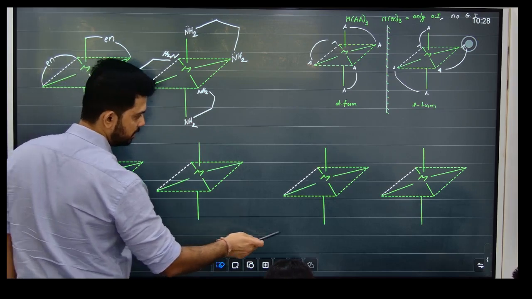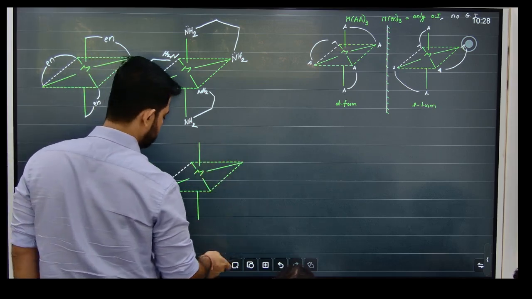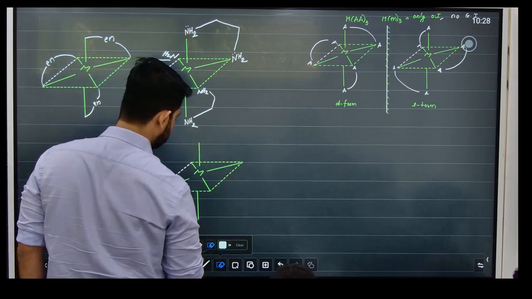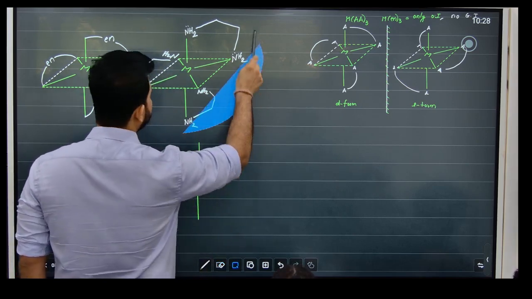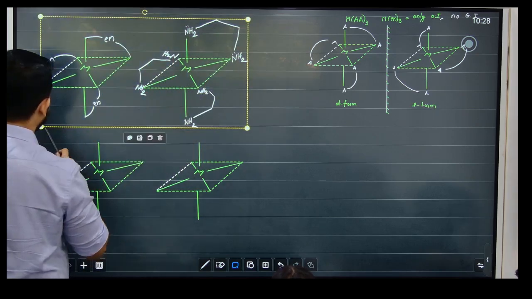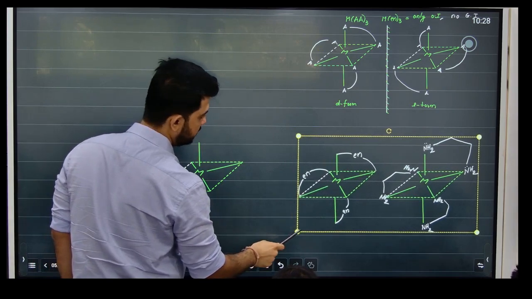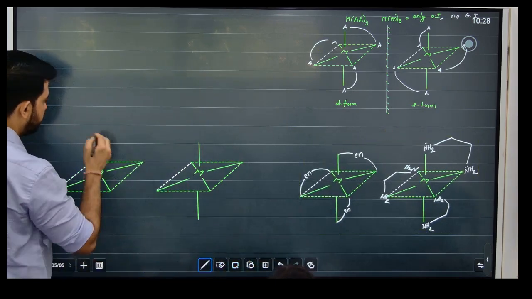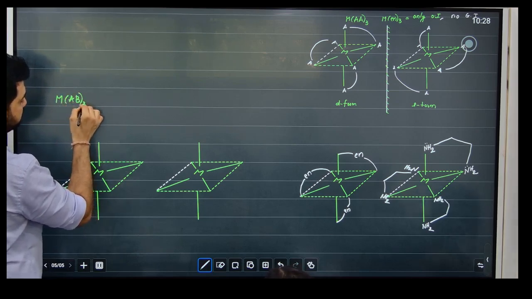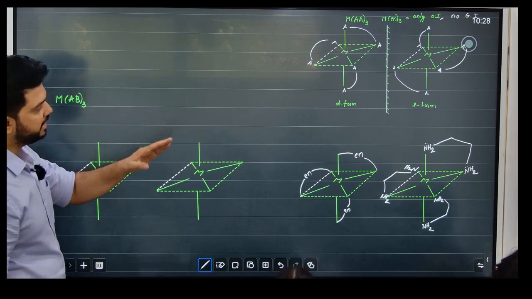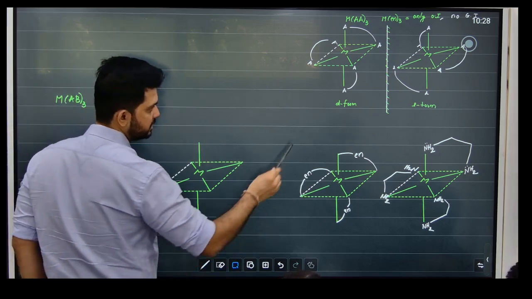Now, we started with M, AA3. What can the next combination be? M. If you have a symmetrical bidentate, you can also have an unsymmetrical bidentate. What will the unsymmetrical bidentate look like? M, AB3. So instead of wherever we have AA, you can change A to B और same ही structure मिलने वाला है.